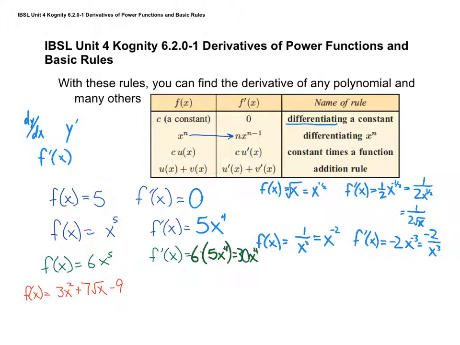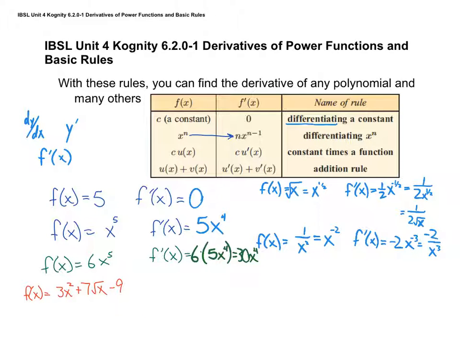Okay. So again, not too hard, but you just have to keep track of everything. Notice here, when the constant is multiplied, it doesn't become 0. It's only when you have a constant by itself and take the derivative that it becomes 0.